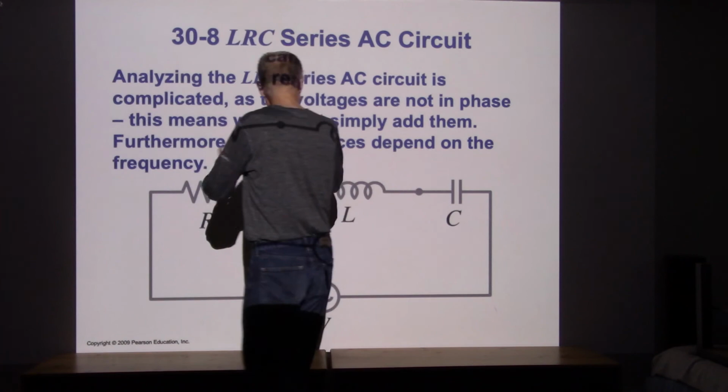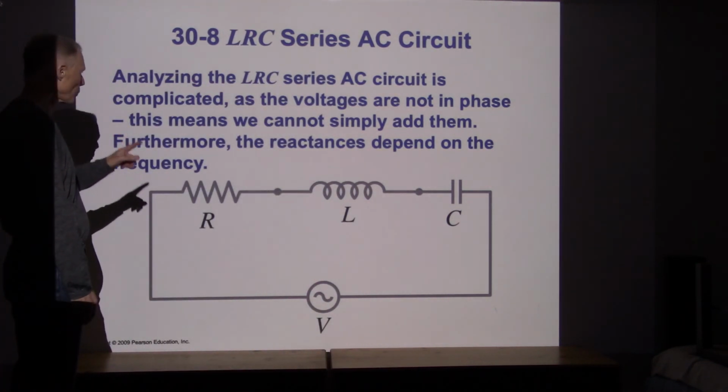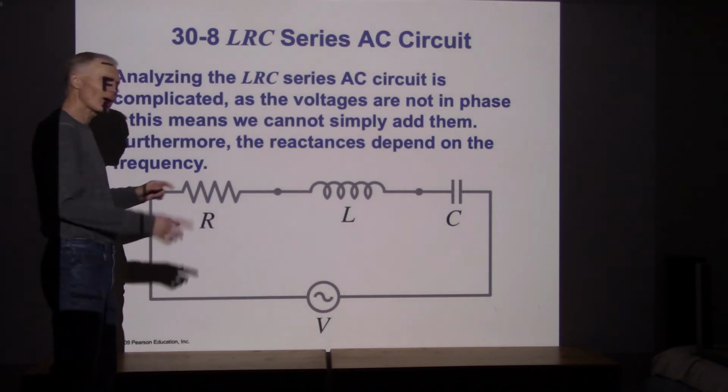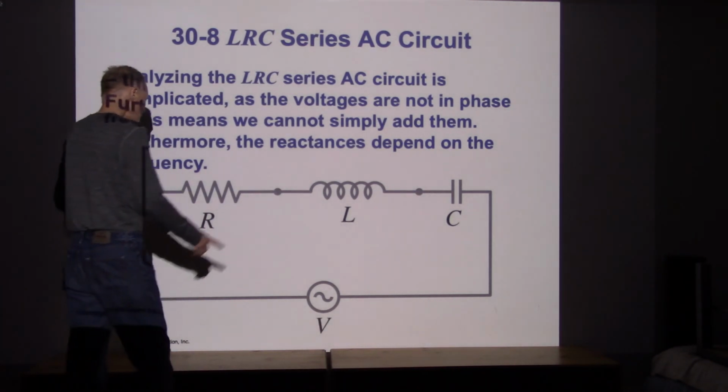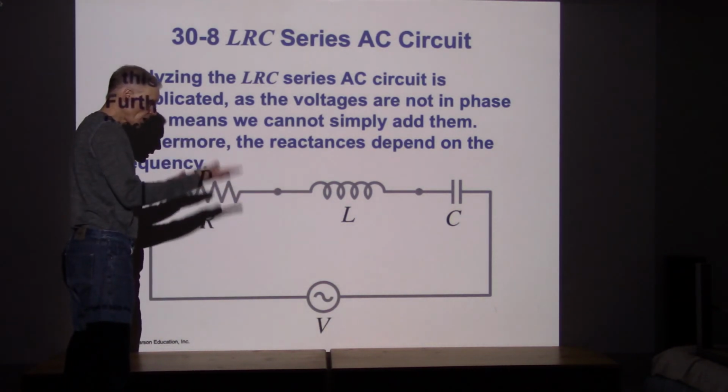All right, I've got a resistor, an inductor, and a capacitor, and what it's pointing out here is that if I bring out a voltmeter now, and I get the voltmeter to measure the voltage across the resistance, it's oscillating.